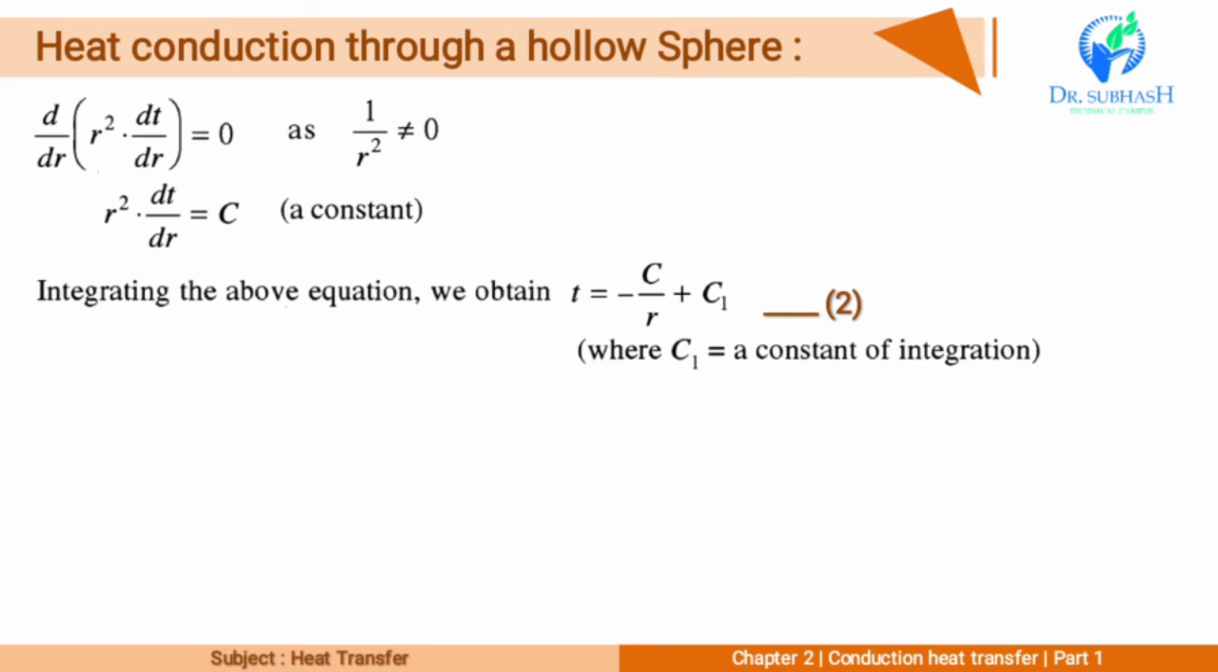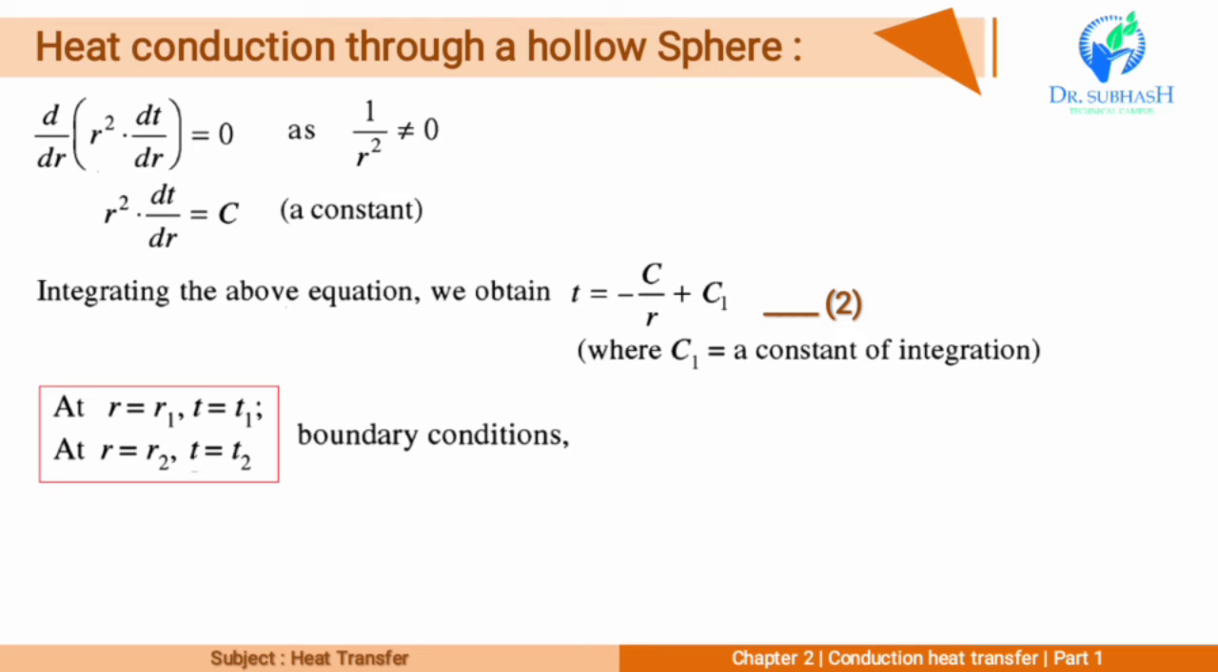Now removing the derivative part, we have to integrate this equation 2 times. So by first integration we get r square into dT by dr is equal to C, where C is a constant, and after the second integration we obtain T is equal to minus C upon r plus C1, say equation number 2. Here C1 is also a constant of integration.